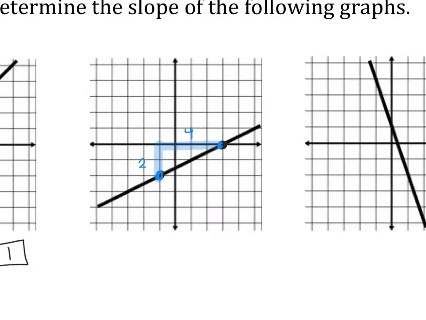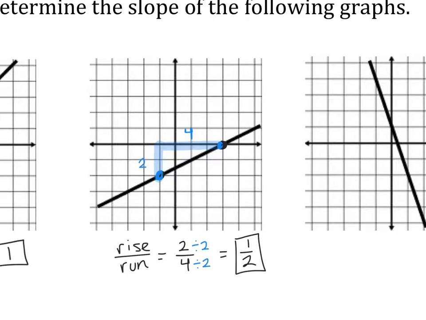So let's write that as rise over run. So once again, my rise is positive 2, my run is positive 4, and if we simplify that by dividing the numerator and denominator by 2, we get a slope of 1 over 2.